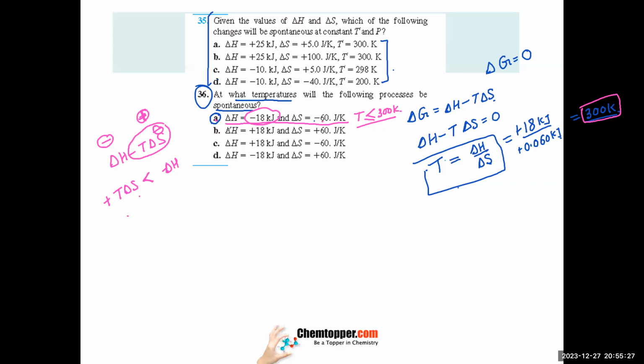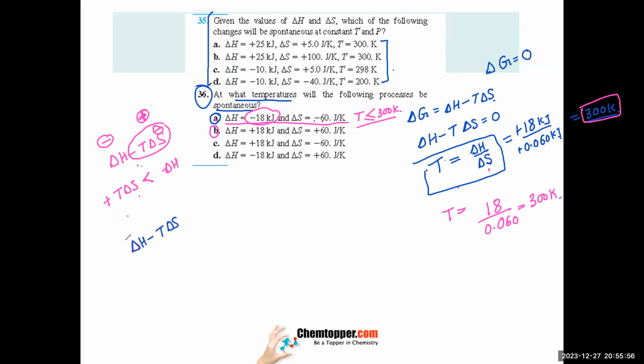B. So what is T? Same equation. 18 divided by 0.060. You are again going to get 300 K. Again 300. But this time, let's go back to the equation. I'm using a different color for the B part.